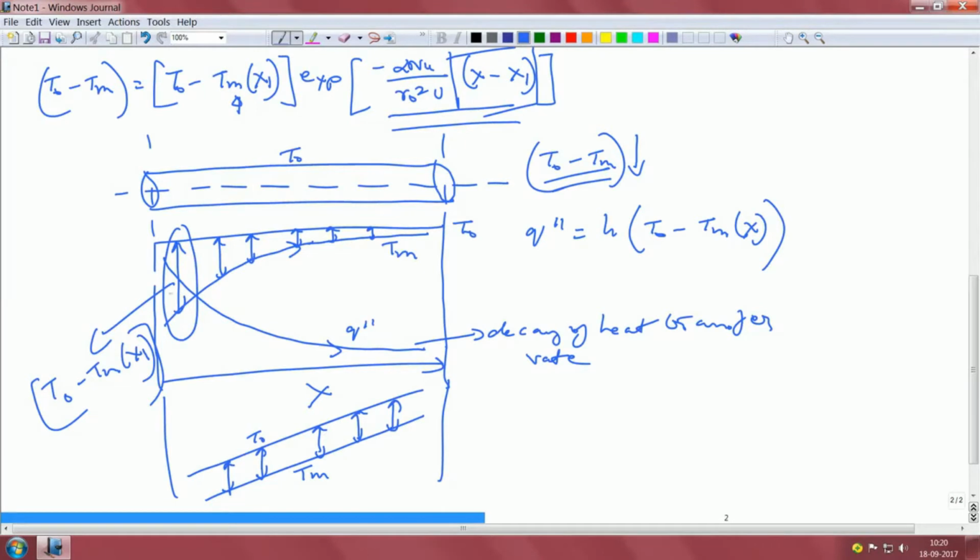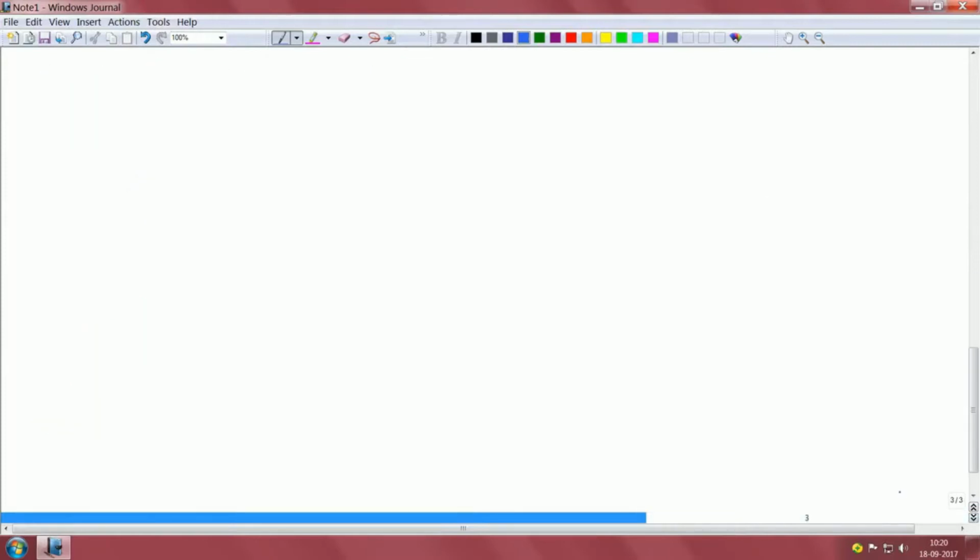So, here of course, the variation of Tm is necessarily exponential in nature. Okay. It is exponential in nature, it increases exponentially. Okay. Now, based on this, let us look at the full expression now.